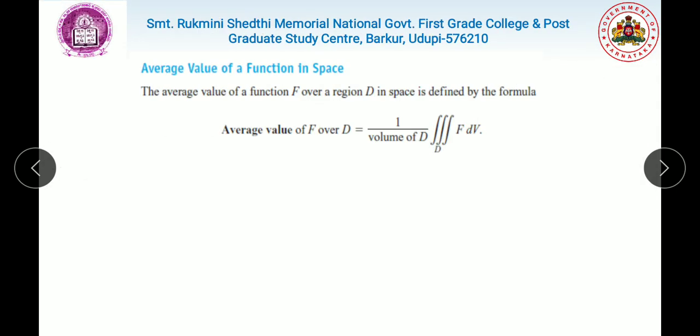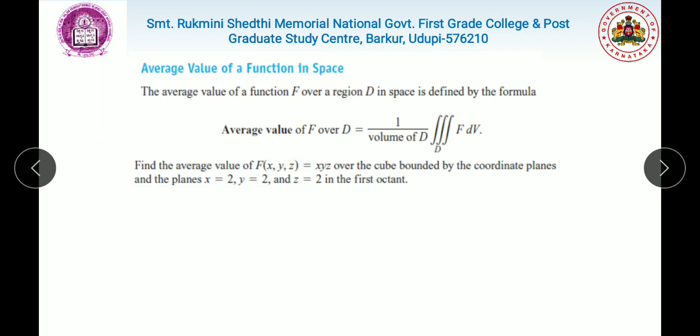Now another application of triple integrals: how to find the average value of a function in space. The average value of a function f over a region D in space is defined by the formula: the average value of f over D is the ratio of the triple integral of f over D to the volume of D. So let us take an example here. Find the average value of f of x, y, z equal to the product x into y into z over the cube bounded by the coordinate planes and the planes x equal to 2, y equal to 2, and z equal to 2 in the first octant. So it's a cube.